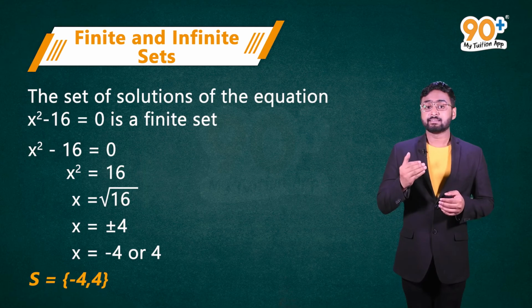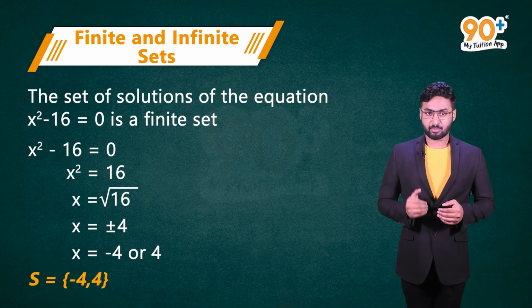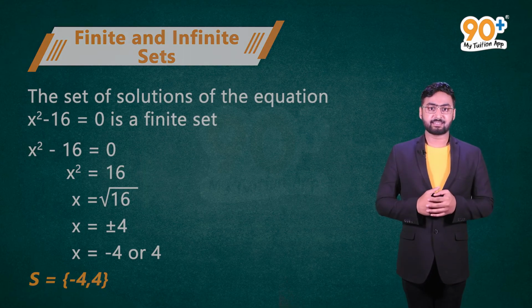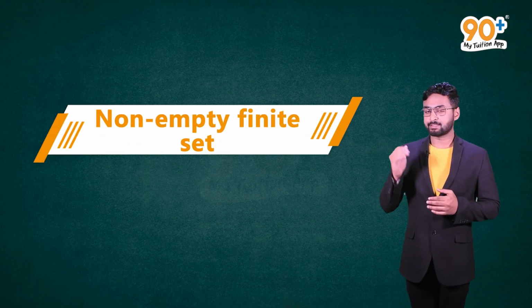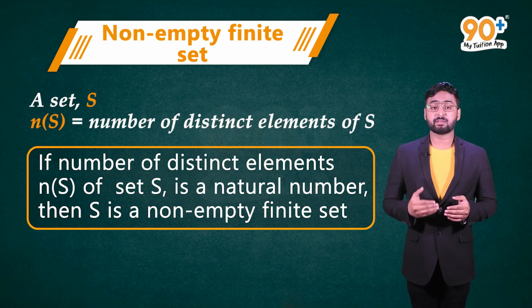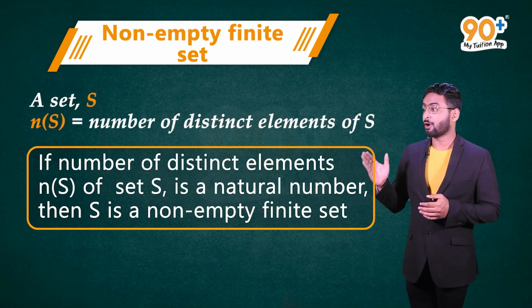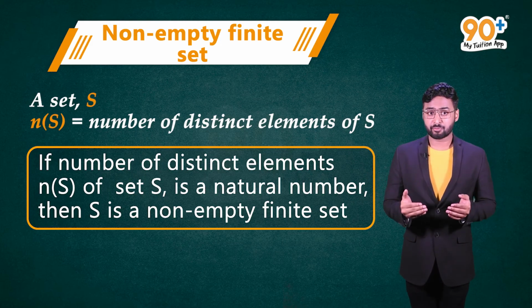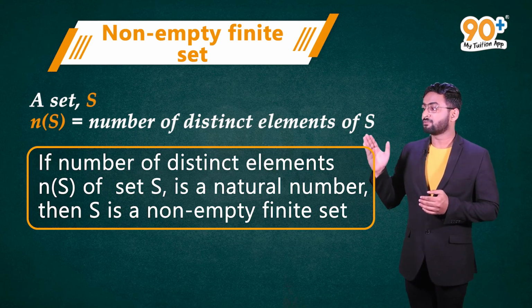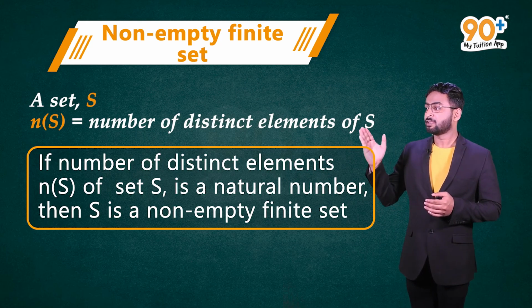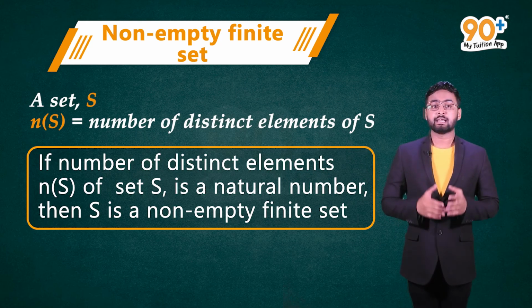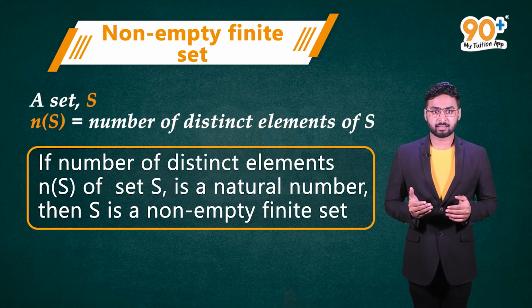As you can see, this set has a finite number of elements and is a finite set. The next type of set is the non-empty finite set. The number of distinct elements of a set, for example set S, can be denoted by n(S). So if the number of elements n(S) of set S is a natural number, then S is a non-empty finite set. Let's take a look at an example.